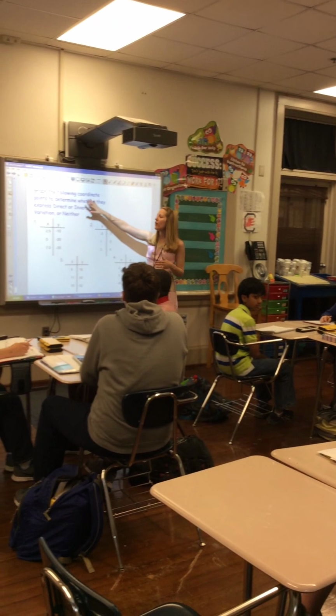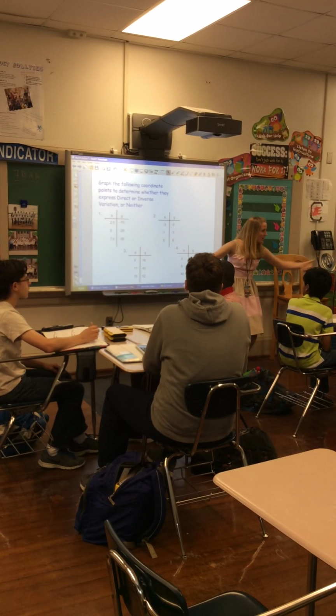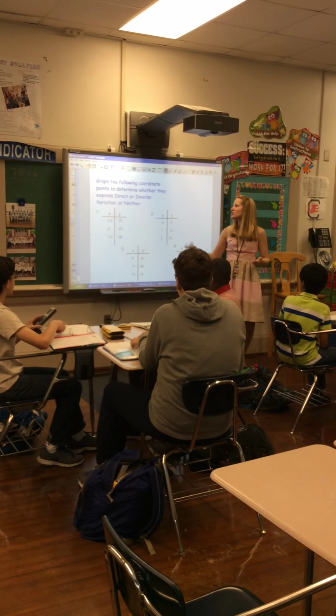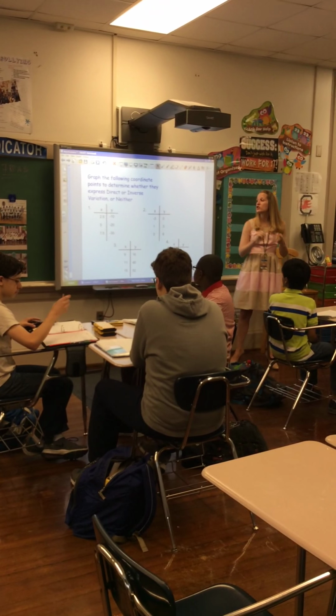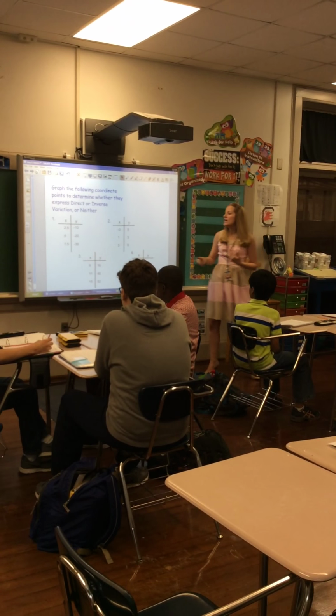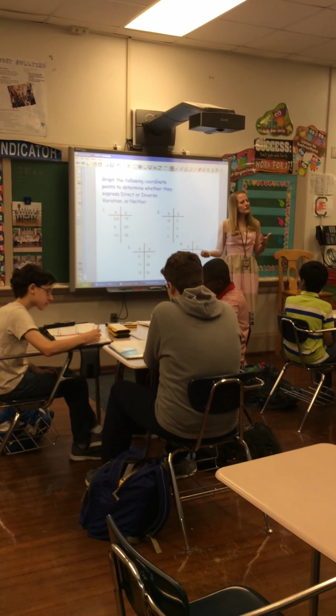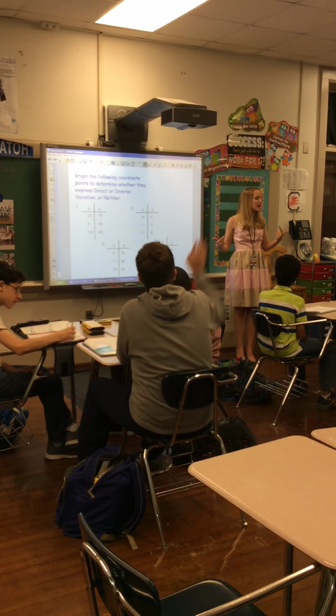I want you to graph the following coordinate points. How are you going to graph them? What do you have? A graphing calculator, that's right. Graph the following coordinate points to determine whether they express direct, inverse, or neither. Now, if I graph it and it kind of looks like this one, what can I always do because I have a table? How can I check my answer?